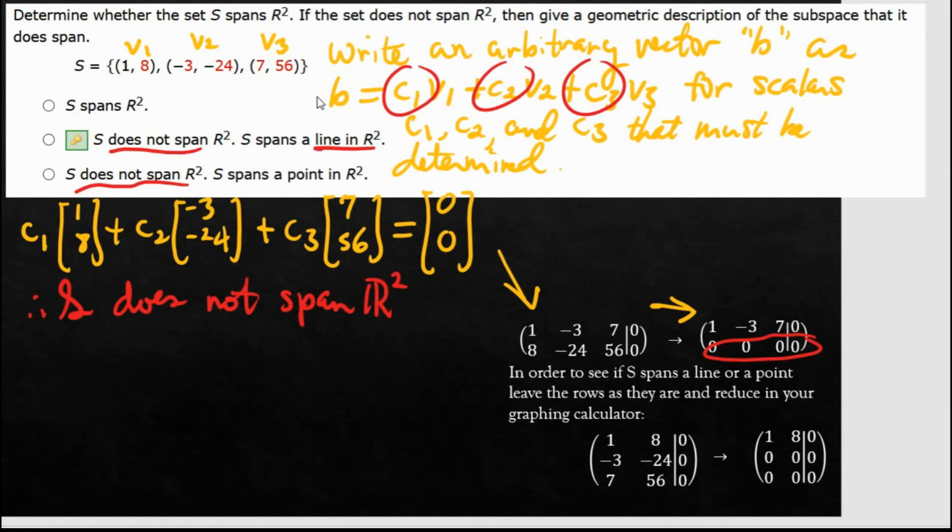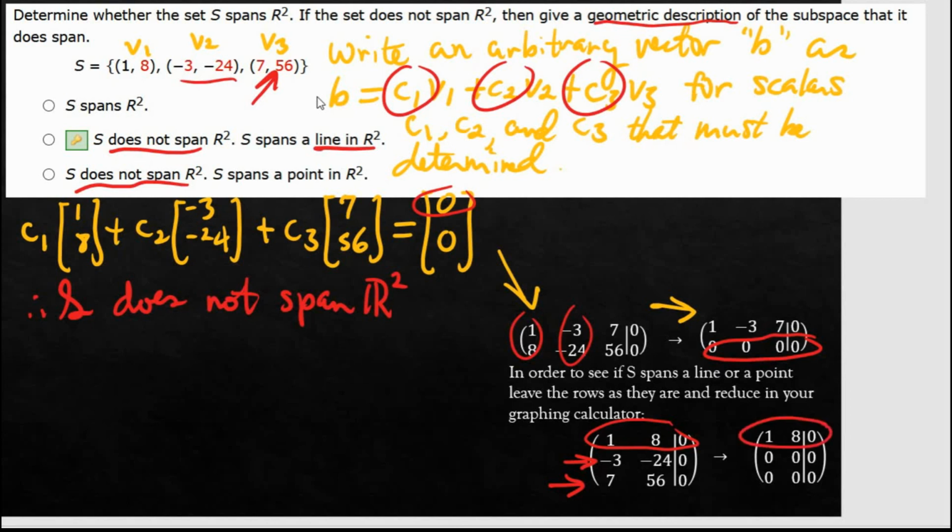Now here's what I did to determine if it's a line or a point. I took the vectors. You know, the vectors naturally want to stand up. See, this is 1, 8. See how it stands up, and likewise. But to determine the geometric description, we have to kind of break that rule. And so what I did was I put these vectors in the graphing calculator as rows. So 1, 8, right, is there. That's being set to equal 0. That's where the 0 is over there. And then negative 3, negative 24, that kind of thing is here. And then that row is there. Then I reduced that to reduced row echelon form on the calculator.